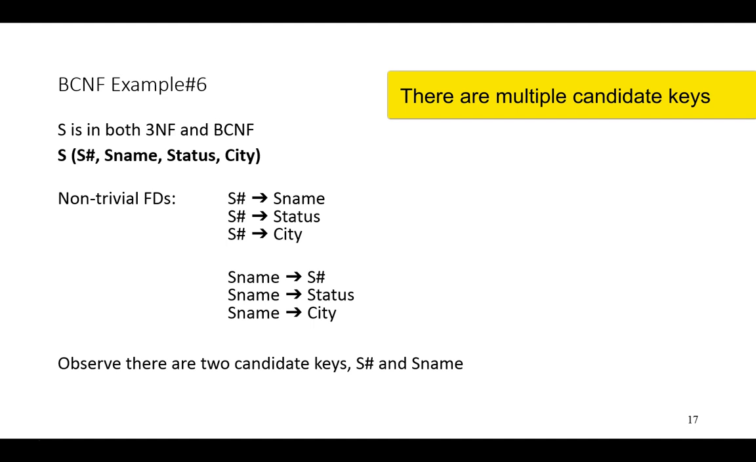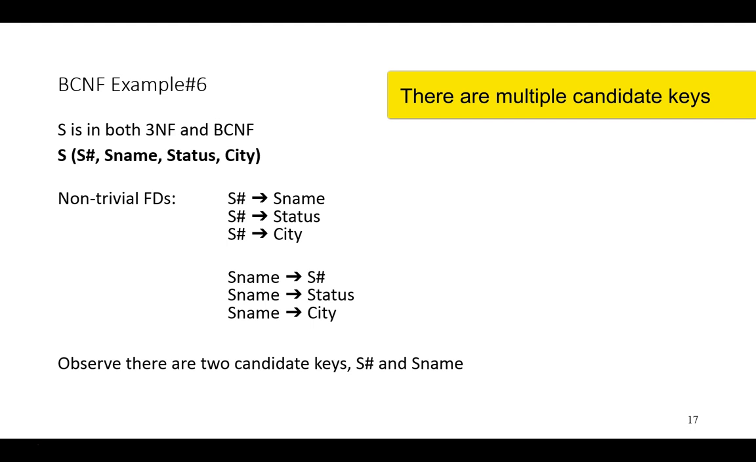Additionally, S name determines S number, it determines status, it determines city. It also determines all of the remaining attributes. It too serves as a candidate key. Remember the issue or concern about third normal form being insufficient. 3 points must exist.